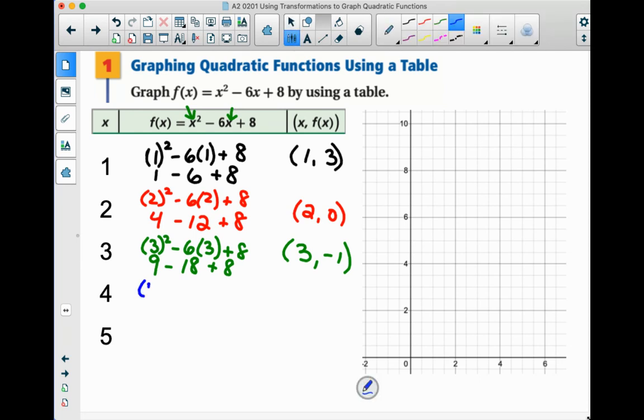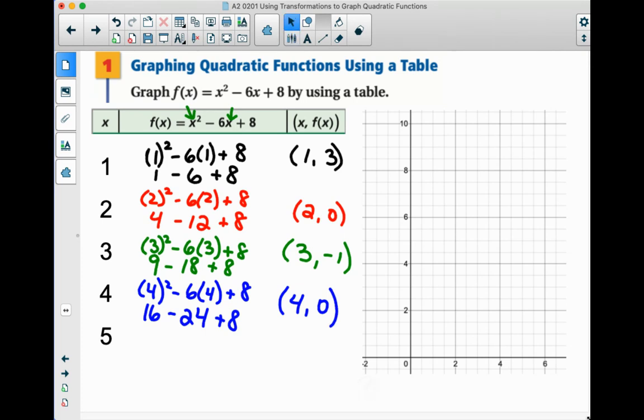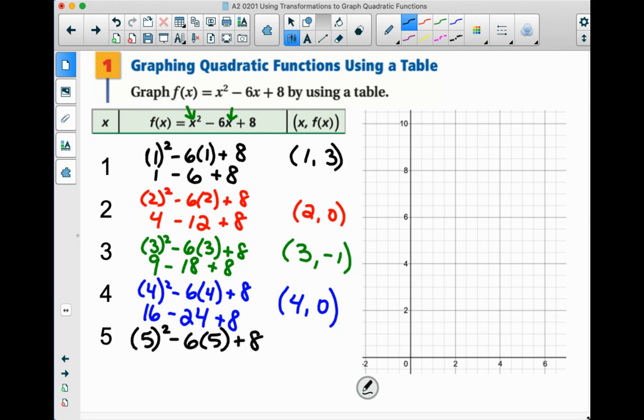We put in 4. 4 squared is 16. 6 times 4 is 24. So 16 minus 24 plus 8. 16 minus 24 is negative 8, plus 8 is 0. So we put in 4, we got out 0. And one more, let's try it with 5. 5 squared, 6 times 5, plus 8. 5 squared is 25, 6 times 5 is 30, plus 8. 25 minus 30 is negative 5, plus 8 is 3. So we got 5, we got 3.